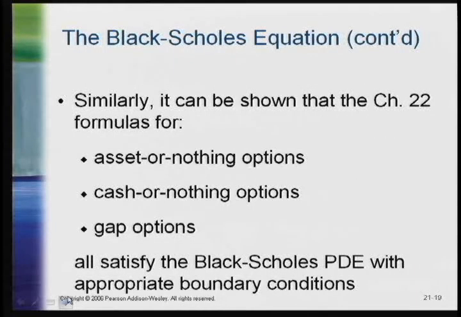Other securities that satisfy the Black-Scholes equation are securities that we're going to see in Chapter 22, so-called asset-or-nothing, cash-or-nothing options, gap options. We already saw those in an earlier chapter. All of these examples satisfy the Black-Scholes equation, as well as the boundary condition which defines the exercise values.